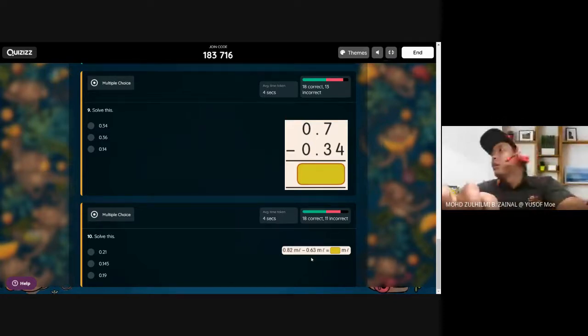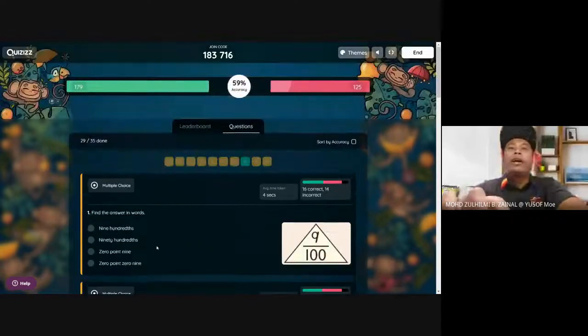And the last one, 0.82 minus 0.63. What should your answer be? So the answer should be 0. Ni buat benda tu lazim lah, 0.82, 0.63. So 2 minus 3 cannot, you deduct from 8, 8 becomes 7. So 12 minus 3 equals to 9. So 8 minus 6, 7 minus 6 equals to 1. So 0.19. This is how you get the answer.